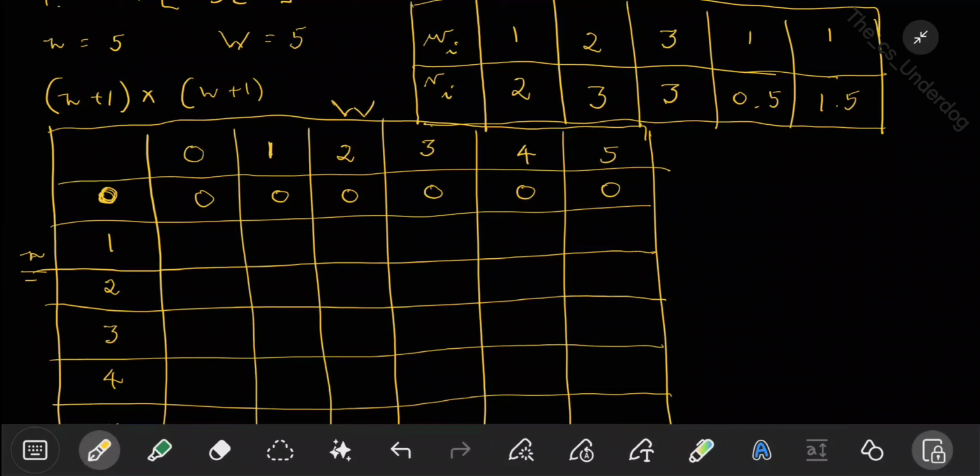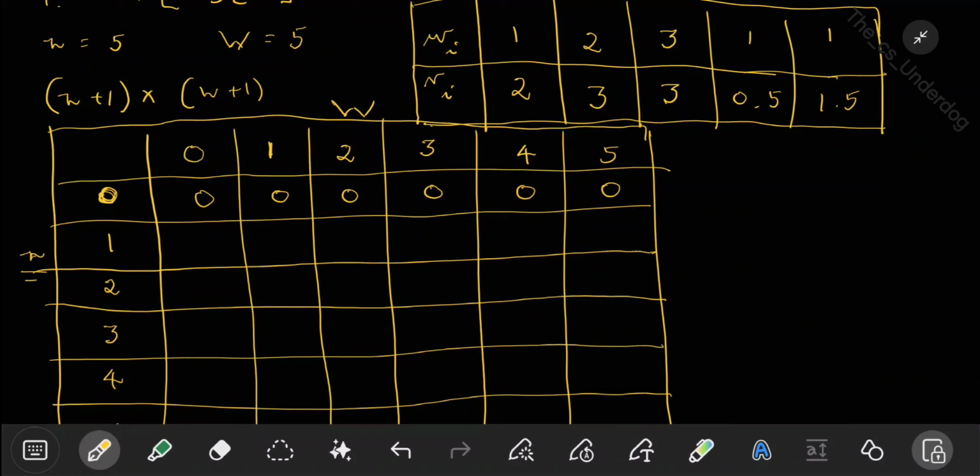You need to sell at least one item if you want to get any profit, which means whenever it is the first row with all zeros, that is, 0 is the number of items under consideration, then irrespective of the capacity of the knapsack, whatever the capacity you have, the total profit will always be 0. The same will be the case with the first column.